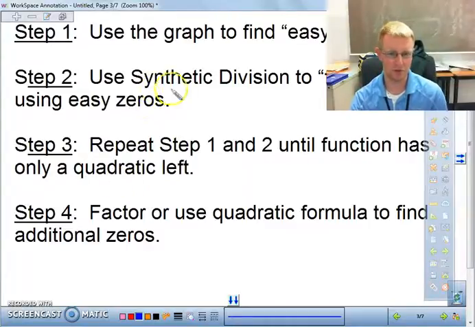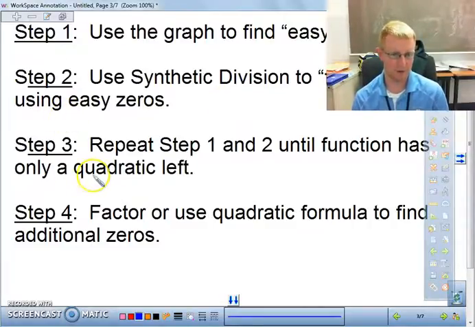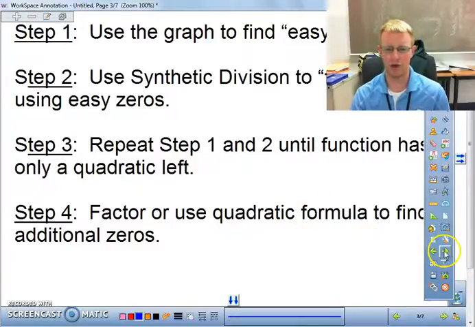Once you know what one of your zeros is by using a graph, then we can use synthetic division to factor that out, to pull that zero out and see what we're left with. And we will keep repeating this step until we get only a quadratic left. Once we have a quadratic, then we can either factor or use the quadratic formula to find the additional zeros. So this will make a little bit more sense when we go through the first example.